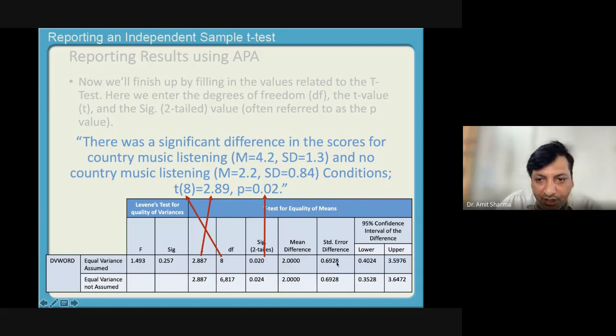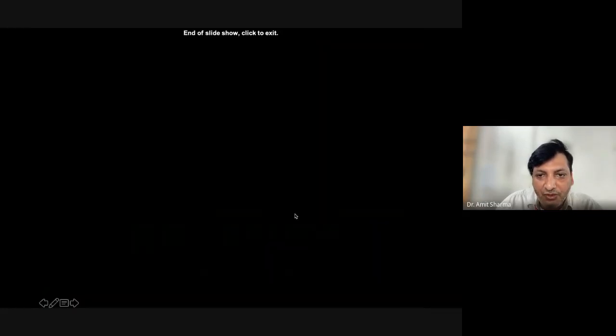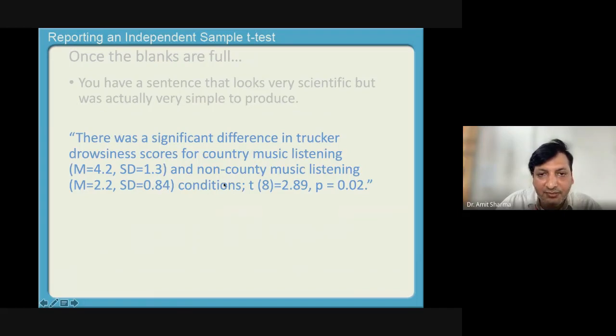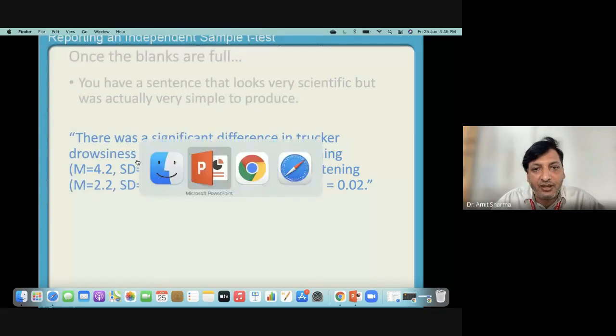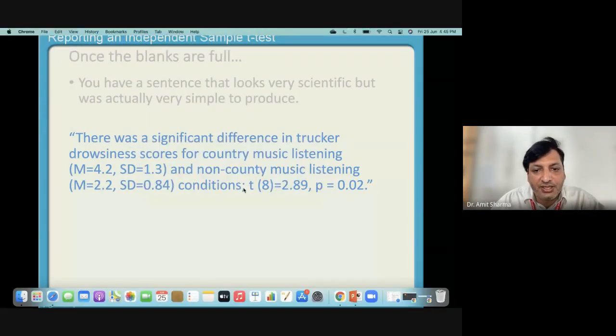No, not 2.8. Yeah, this is the mean difference, the 2.0, because the first group's mean was 4.2, the second group's mean was found to be 2.2, so the difference was 2.0. This mean difference was not quoted in the last paragraph which I've shown you. So you can write here also that the mean difference between both types of music listening was found to be 2.0. This I'm going to send you after a few lectures, when we are near to finishing all the sessions.